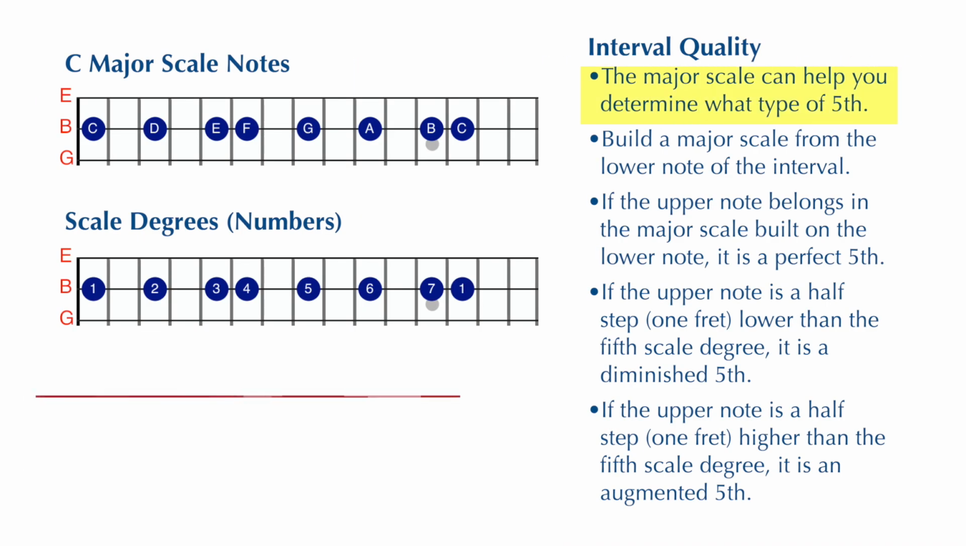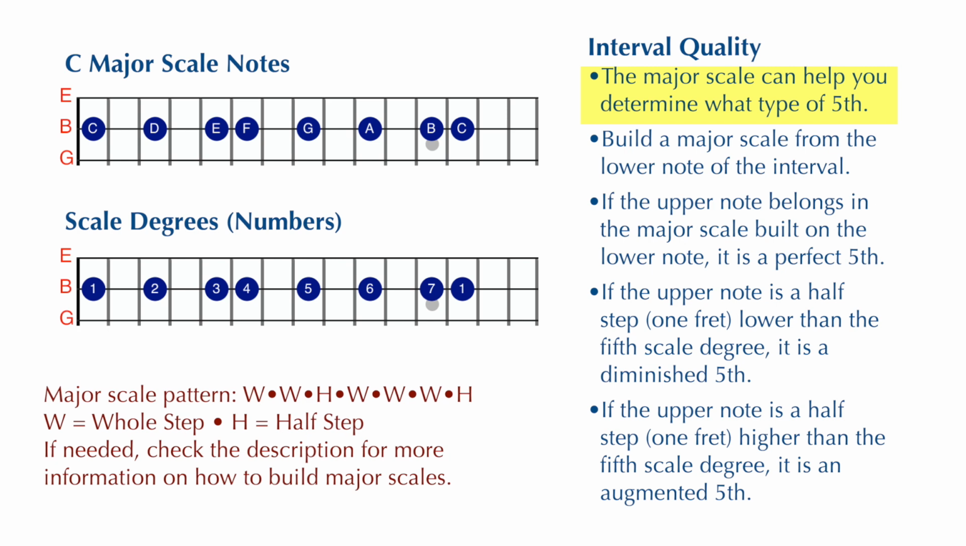You can use the major scale to figure out if a fifth is perfect, augmented, or diminished. To do that, build a major scale from the lower note of the interval. If the upper note, which you already know is a fifth higher, belongs in the scale, the interval is a perfect fifth. If that upper note is a half step lower than the fifth note of that major scale, it is a diminished fifth. And if the higher note is a half step higher than the fifth note of that scale, it is an augmented fifth.